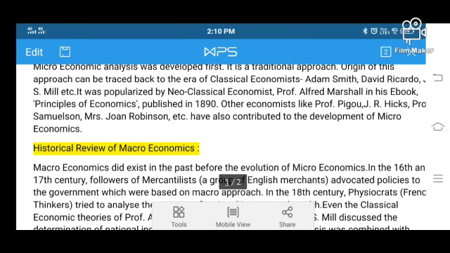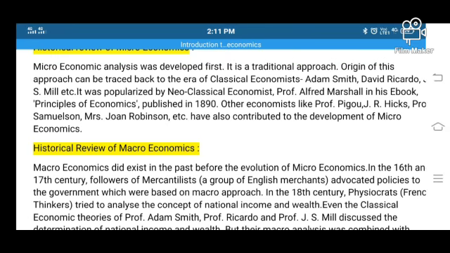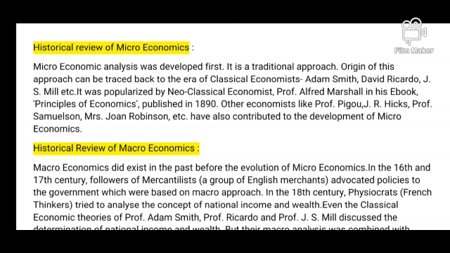Adam Smith, the father of economics, is considered the founder of microeconomics. In his book Wealth of Nations, published in 1776, he discussed how prices of individual commodities and the factors of production are determined. The microeconomic approach is also seen in the writings of David Ricardo and J.S. Mill.